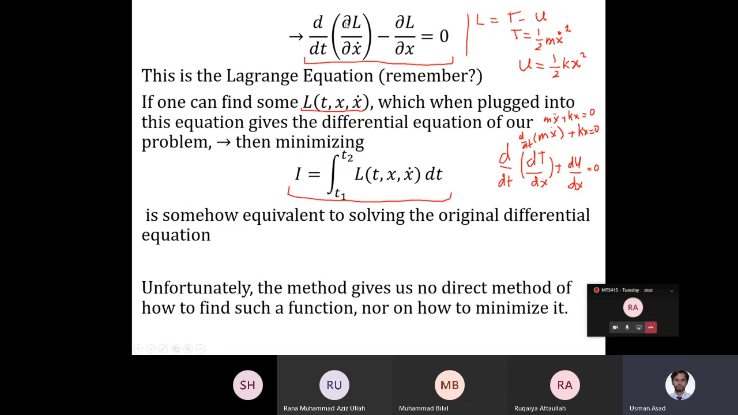ठीक है, जिसके बारे में the reminder was कि इसमें what we used to do was L, the Lagrangian L had two components. It was the kinetic energy minus the potential energy. The kinetic energy was half m x dot square. Potential energy was half k x square. So hence you can see that yes, indeed, this Lagrangian is a function of time because x is a function of time, and x dot. ठीक है, Lagrangian के अंदर कोई x double dot नहीं है.